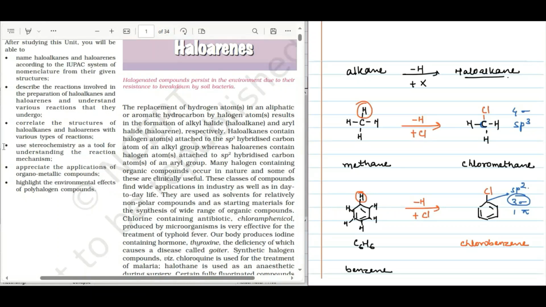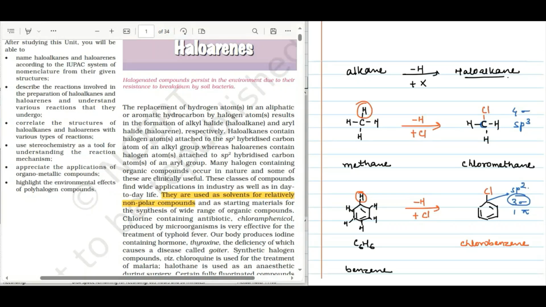Many halogen containing organic compounds occur in nature, and some of these are clinically useful. These classes of compounds find wide application in industries as well as in day-to-day life. They are used as a solvent for relatively non-polar compounds and as a starting material for the synthesis of a wide range of organic compounds.